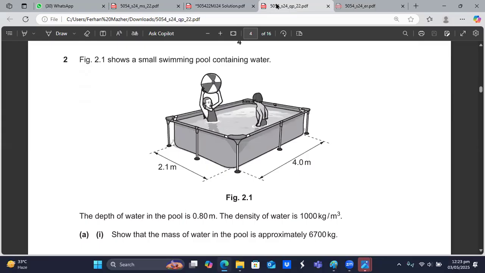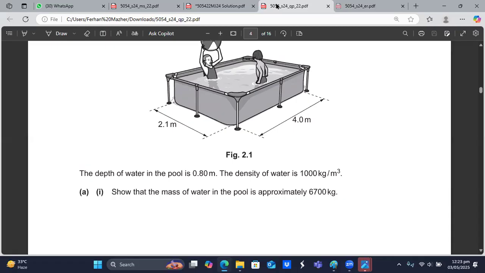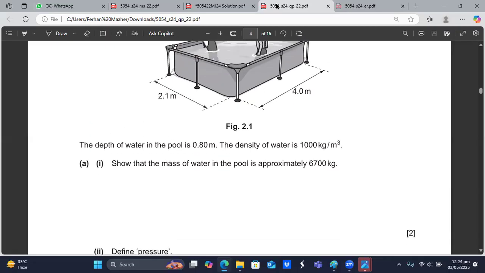Question number 2 on your screen says, figure 2.1 shows a small swimming pool containing water. The depth of the water in the pool is 0.80 meter. The density of the water is 1000 kg per meter cube. Part A: show that the mass of the water in the pool is approximately 6700 kg. This is a 2 marks question.